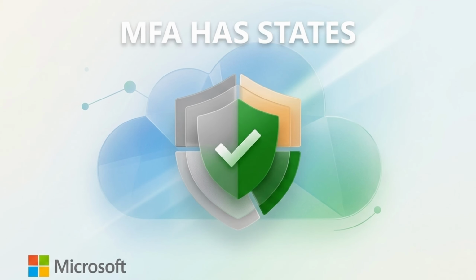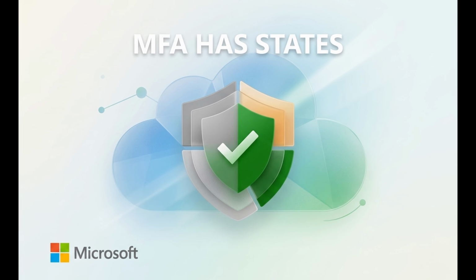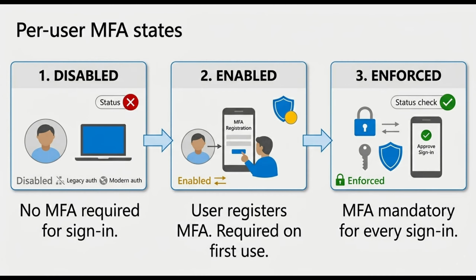This is the part that really clears it up. Microsoft does not just switch Per-user MFA on like a simple light switch. It uses states. There are three states, which are disabled, enabled, and enforced.